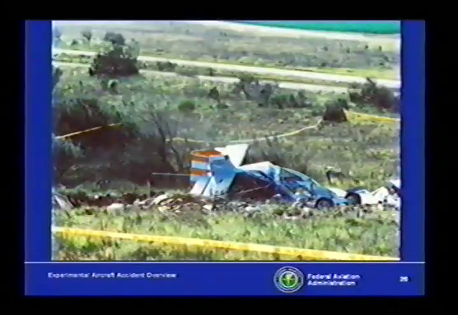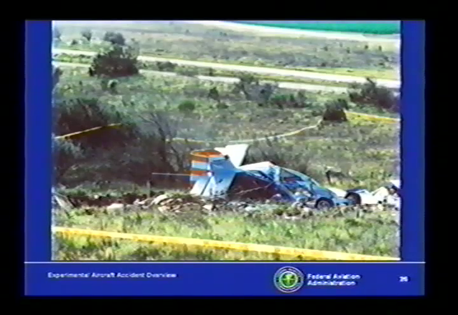And apparently he couldn't find anything wrong with it, and he chose to fly the airplane again. And turning base to final, his wing separated. This was witnessed by several people at the airport. It suffered an in-flight breakup, which of course was fatal. And we won't dwell on too many of these pictures here.